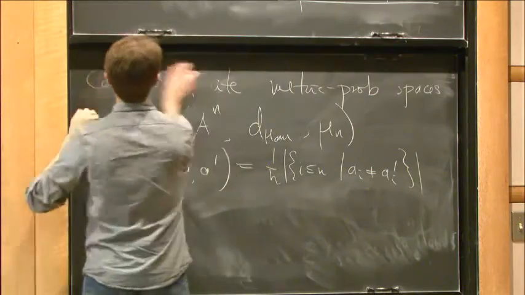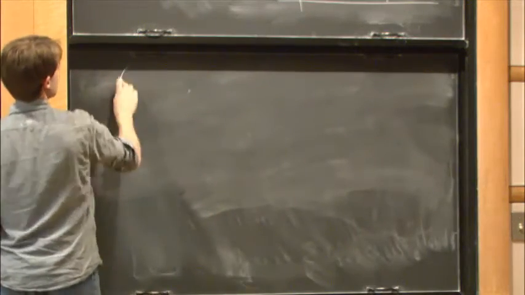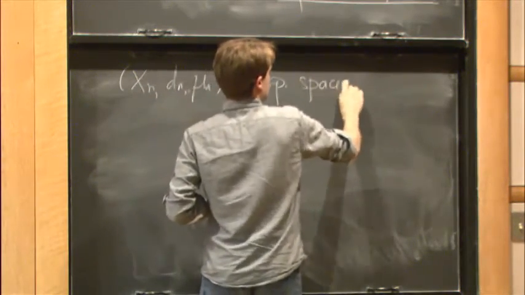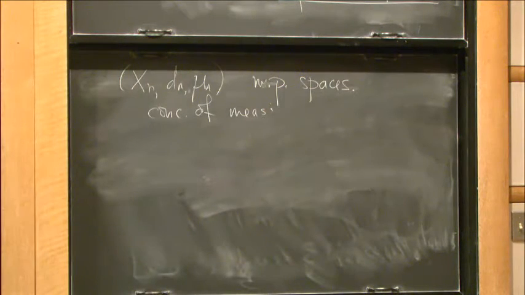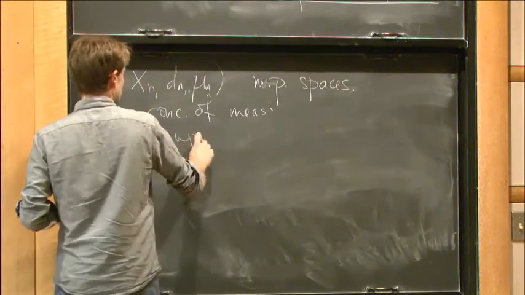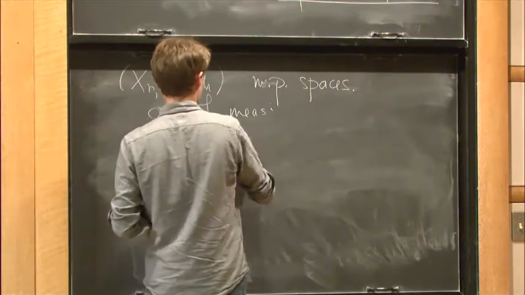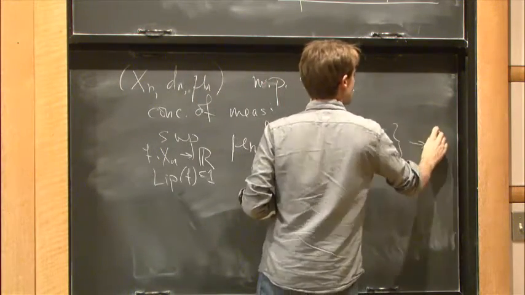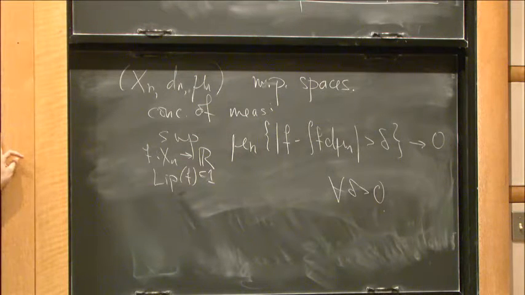Abstractly, if you have a sequence of metric probability spaces, there are lots of equivalent definitions of concentration of measure. So let's suppose now that we just have any sequence of metric probability spaces. Then concentration of measure, you can think of as a condition about Lipschitz functions on these spaces, asserting that arbitrary Lipschitz functions have to concentrate near their mean value. So if you look at a sup of all real-valued Lipschitz functions on Xn of the probability under the mu n that f is far from its mean, say bigger than delta, this has to go to 0 for any delta. So that's concentration of measure. That's one of the many equivalent definitions of concentration of measure.